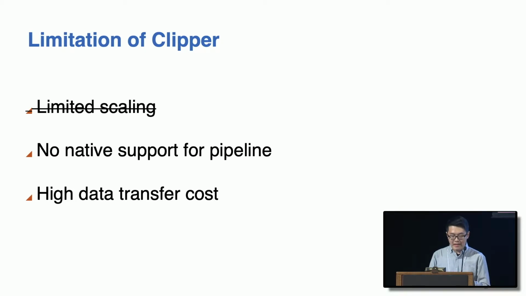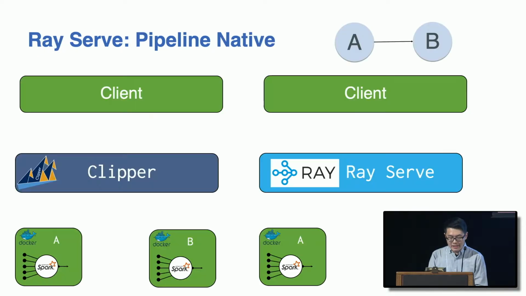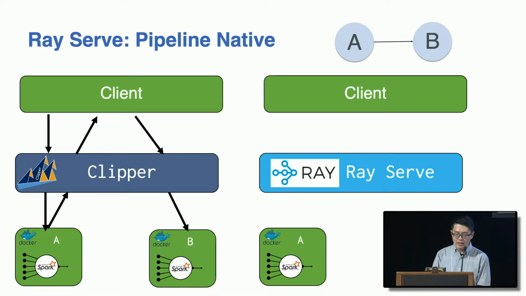Now let me talk about how we support pipelines. We just build the pipeline as a core concept into Serve. Let's get back to this upstream, downstream pre-processing pipeline one more time. In Clipper, the client will send the request to Clipper, Clipper will send it to A, it comes back, and then the client will get the intermediate results. The client will send the request again to Clipper, and finally, the final result will come back.